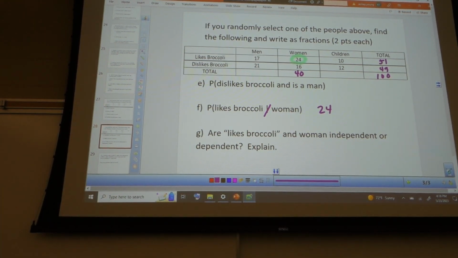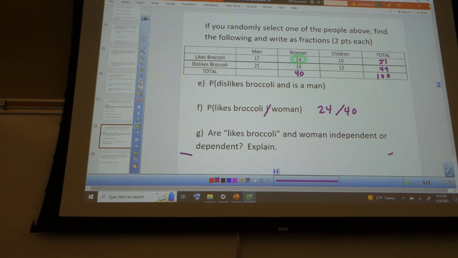Good. And again, remember, you can always leave these as regular standard fractions. I don't need you to simplify them. They don't have to be lowest common denominators or any of that stuff. And the last question is, are likes broccoli and women independent or dependent? What do y'all think about that? Let's say independent, because it could be either or.